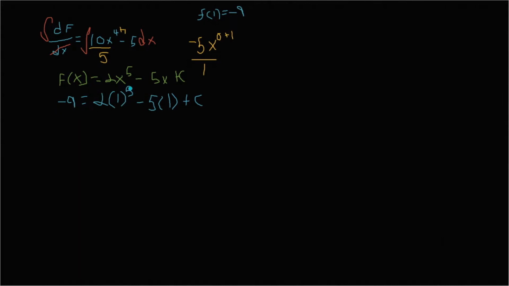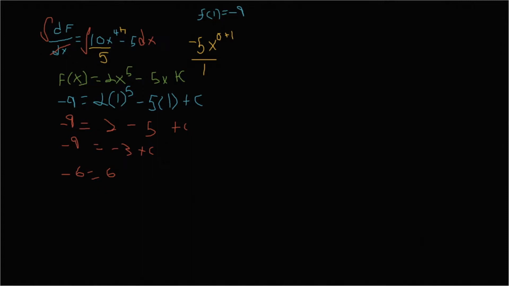So 1 to the 5th power is just 1, so this is just 2 minus 5 plus c is equal to negative 9. So this is just negative 3 plus c is equal to negative 9. I just combine like terms right there, and then I add 3 to both sides. That's negative 6 is equal to c. And all I did to solve for this was just substitute this into our equation that we integrated.